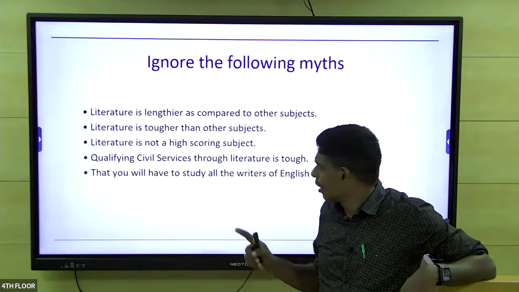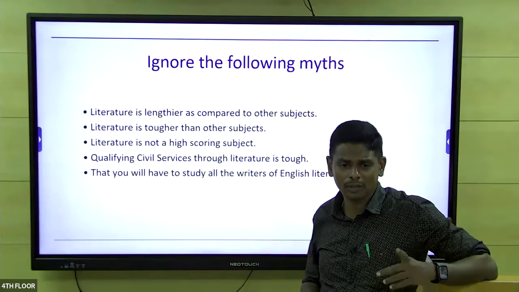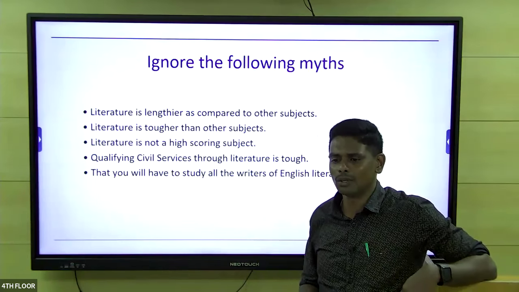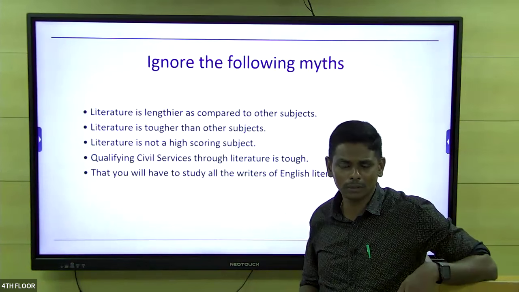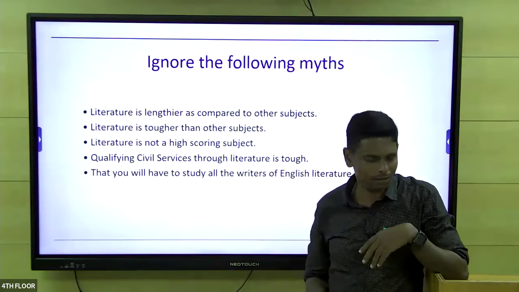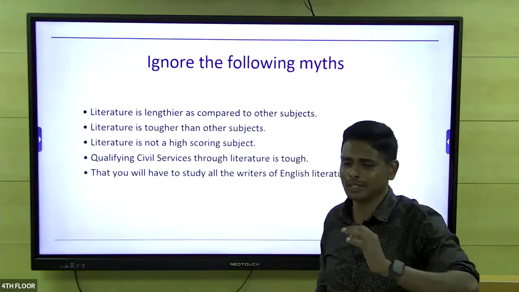3 to 3.5 months it will take. Whereas English literature, if at all you are dedicatedly focusing on, 2 months in itself is sufficient. You will be able to complete your whole syllabus within 2 months. Is literature tougher than other subjects? No, not at all. It is one of the easiest things.